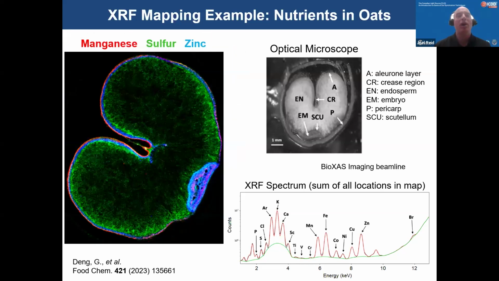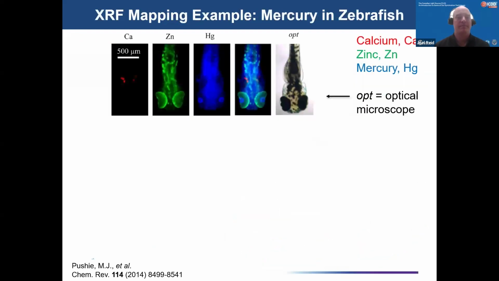But often we want to see how different elements are associated with one another on a single map. This is what's called a tricolor plot with 3 different elements in one map. You can see here the manganese and zinc form layers on the outside of the oat, while the sulfur is spread throughout the middle of the oat. And the embryo at the bottom right contains an awful lot of zinc.